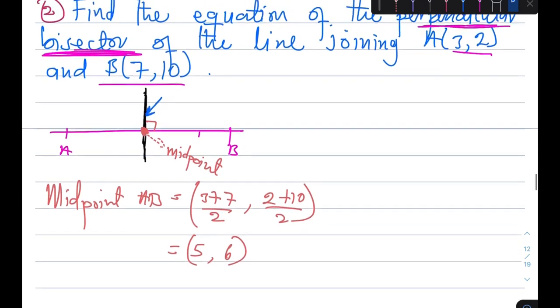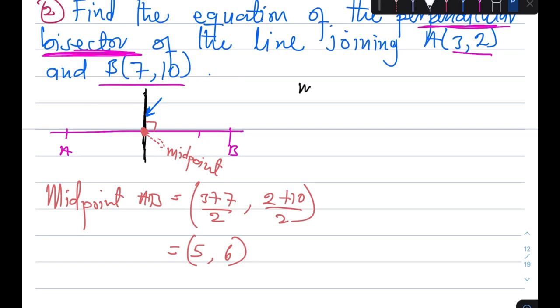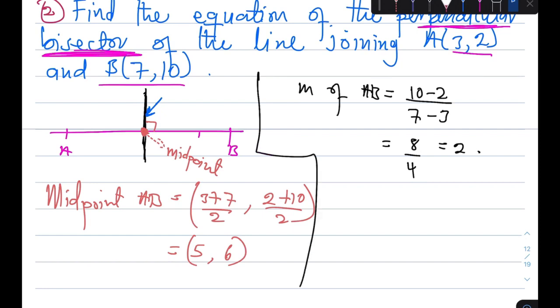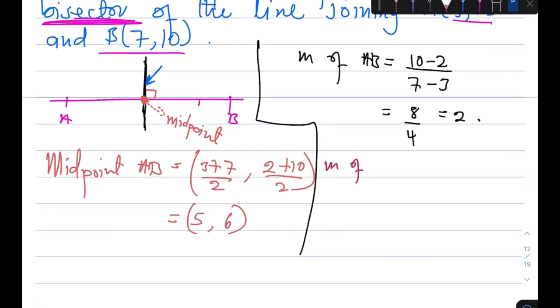So let's find the gradient of line AB. Gradient of AB will be equal to 10 minus 2 over 7 minus 3, giving us 8 over 4, which is 2. Now, how do we find the gradient of the perpendicular line? Since it's a perpendicular line, its gradient will be equal to -1 over the gradient that we have already found, 2. So that gradient is -half.